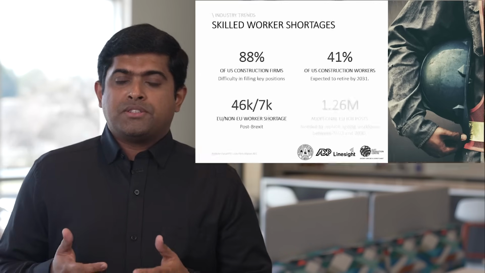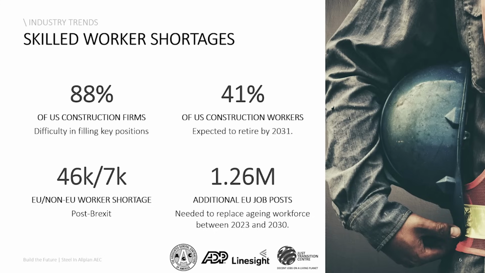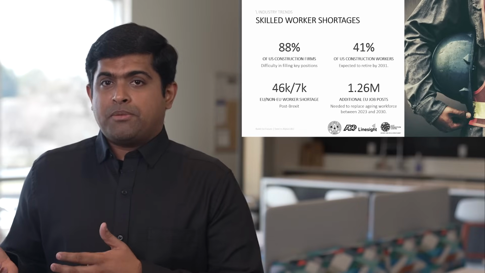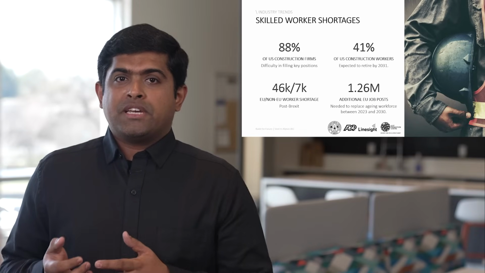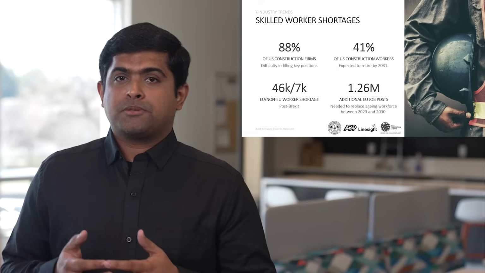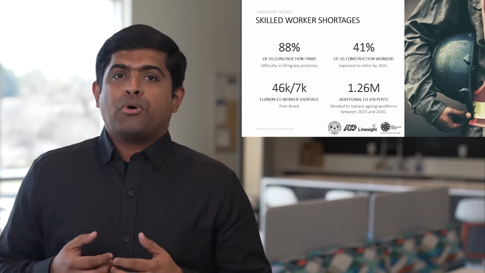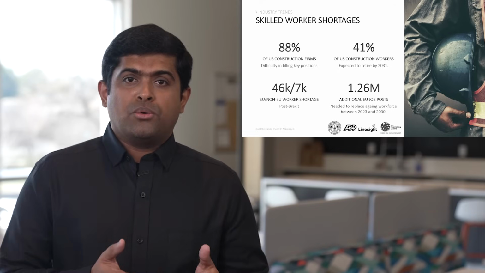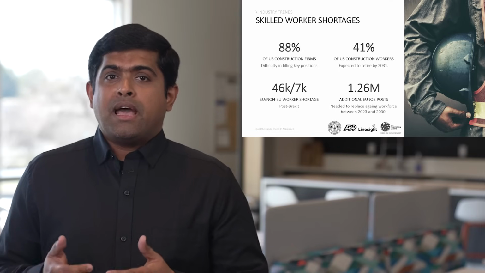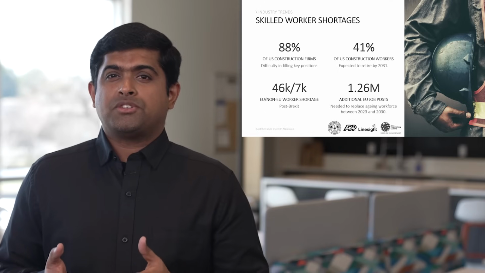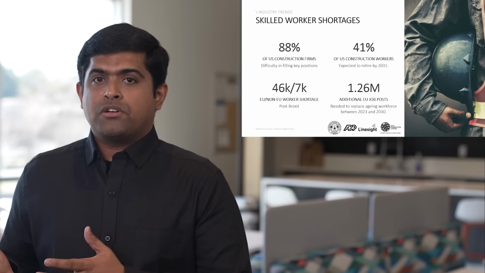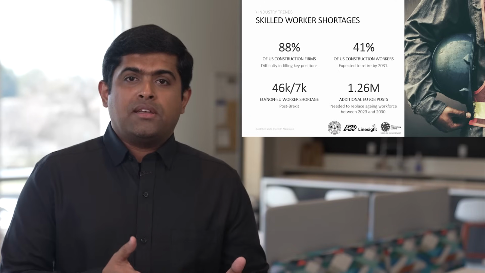Another important factor to consider is the skilled labor shortage that has been a perennial problem for the construction industry. According to several reputed sources, 88% of US construction firms currently have difficulty filling positions across the country. ADP, a human resources platform provider, suggests that 41% of construction workers in the US are expected to retire by 2031. Post-Brexit, worker shortages of EU and non-EU origin are in the thousands, and an estimated 1.26 million additional jobs are needed to replace an aging workforce in the EU between 2023 and 2030.